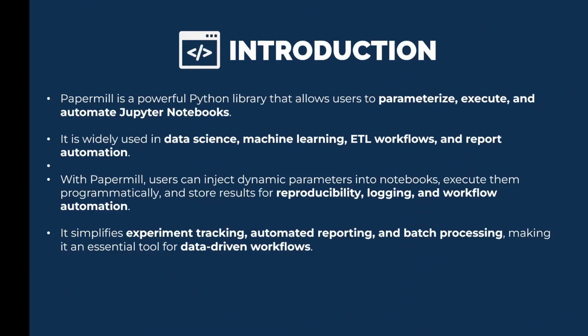Papermill is a powerful Python library that allows users to parameterize, execute, and automate Jupyter notebooks. It is widely used in data science, machine learning, ETL workflows, and report automation. With Papermill, users can inject dynamic parameters into notebooks, execute them programmatically, and store results for reproducibility, logging, and workflow automation. It simplifies experiment tracking, automated reporting, and batch processing, making it an essential tool for data-driven workflows.